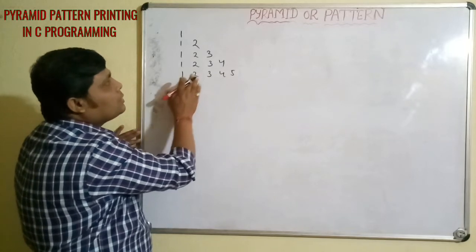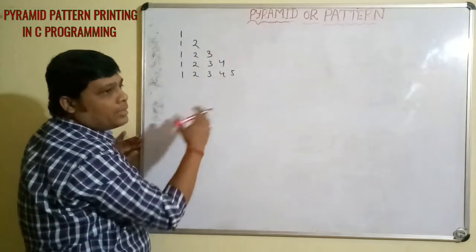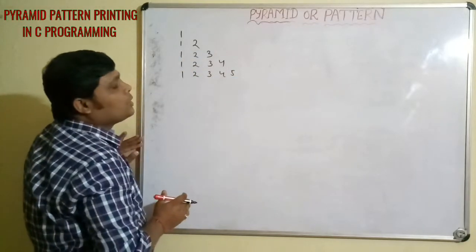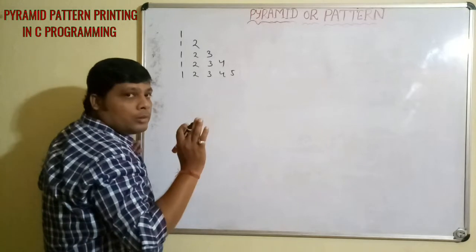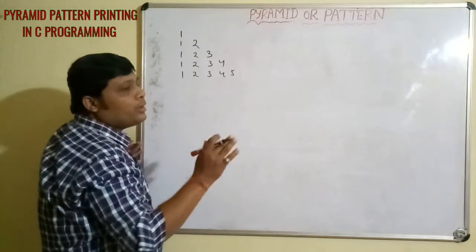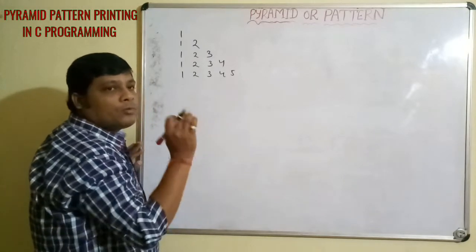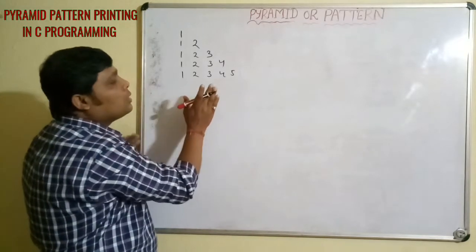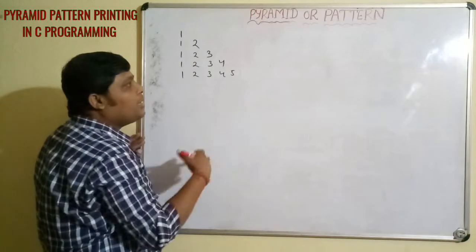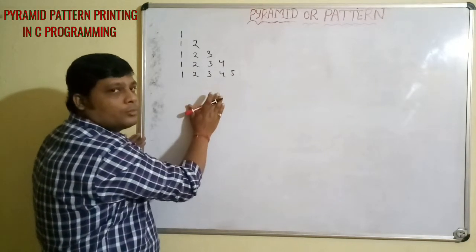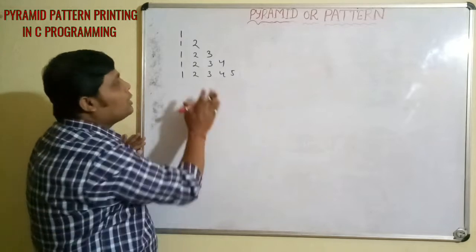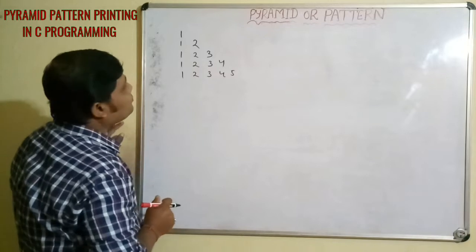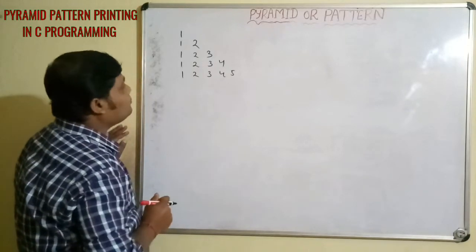To print this pyramid or pattern structure, before going to this type of question, you should be thorough about the loops in C, like the while loop, do while loop, and for loop. Here I am using the for loop, for reliability. It is better to use a for loop while printing this pyramid structure, but you can use any loop.